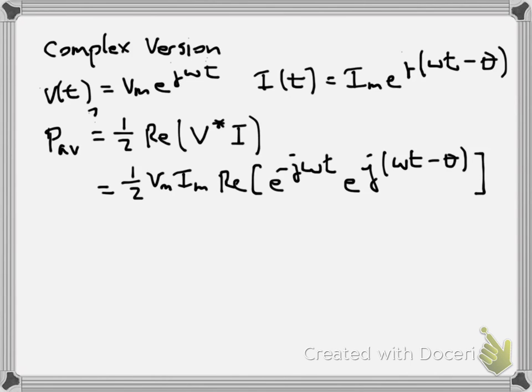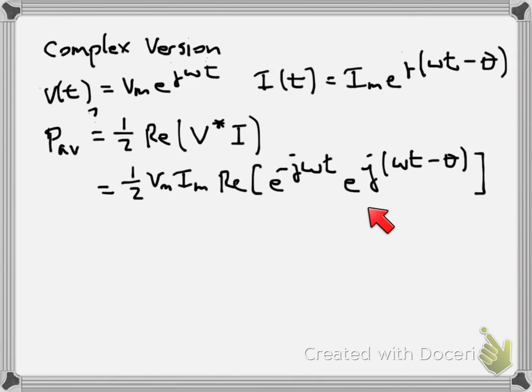So if we plug in our expressions for V and I and take the complex conjugate of V, we wind up with 1/2 Vm Im. These are just real numbers, so they pull out of this real part expression. E to the j omega t for V becomes e to the minus j omega t, and the other exponential remains the same, e to the j omega t minus theta.